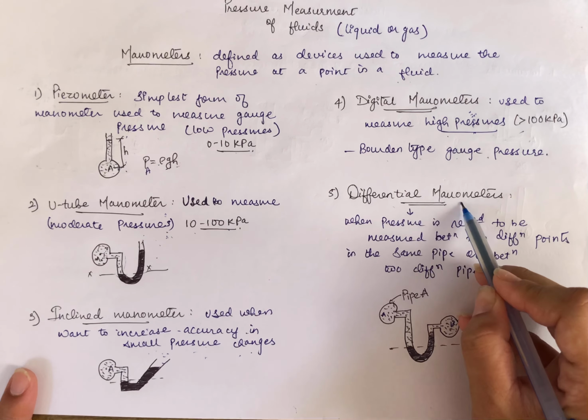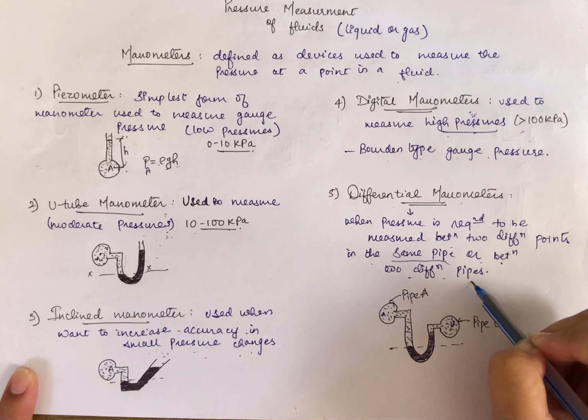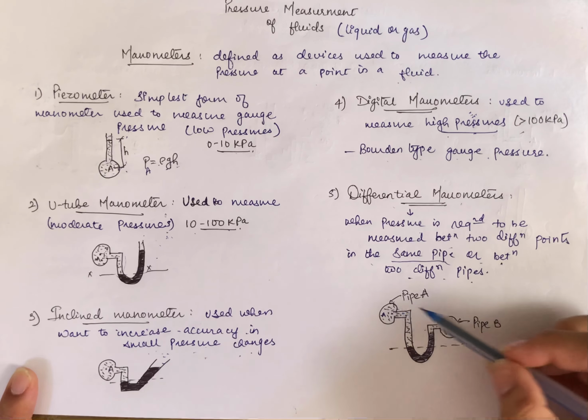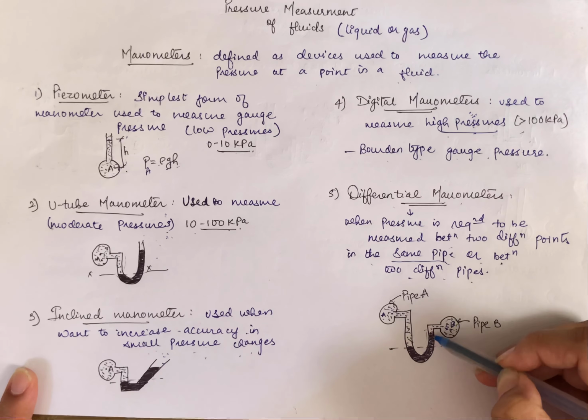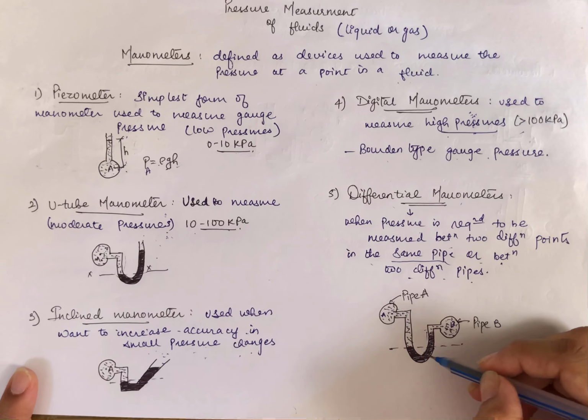Differential manometers are defined as pressure measuring devices which measure the difference of pressure between 2 points in the same pipe or between two different pipes. If I consider this as a cross section of two different pipes, pipe A and pipe B, both these cross sections of the pipe are connected to the U-shaped glass tube. Again here, in order to measure the pressure difference between these two pipe cross sections, a fluid of higher specific gravity is used, and this fluid which is generally used is mercury.